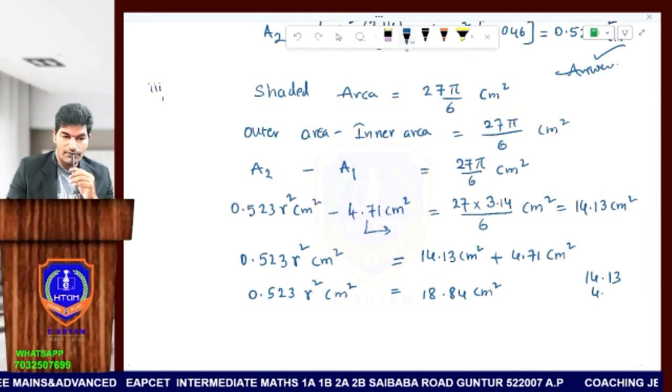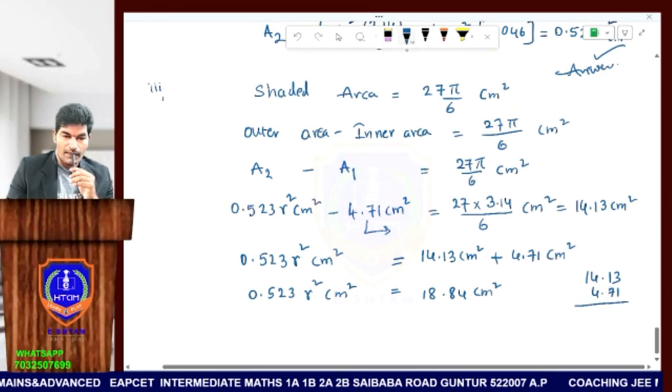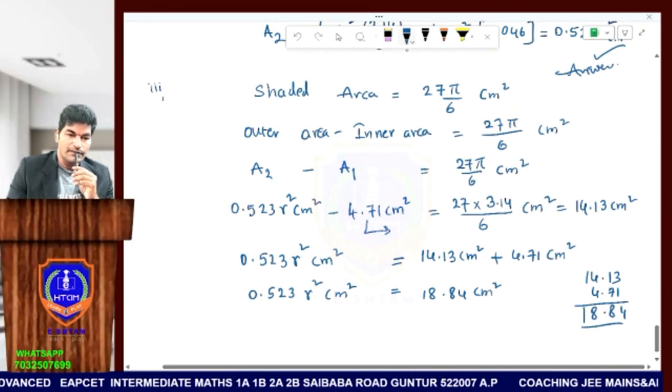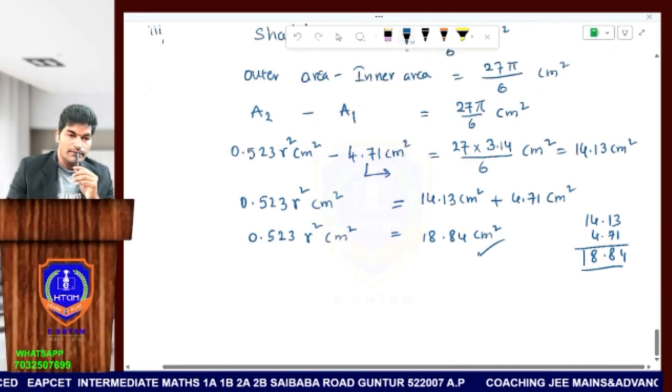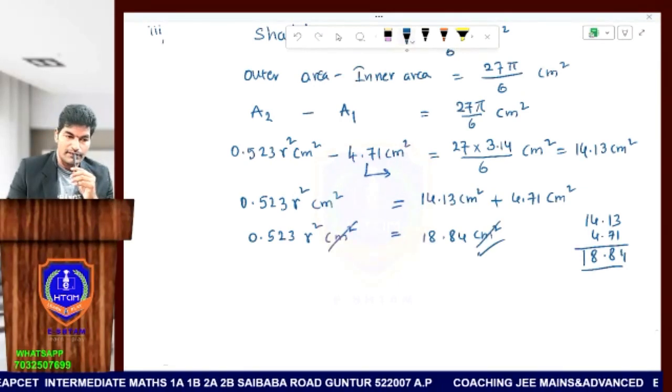14.13 and write down 4.71. 3 plus 1 is 4, 7 plus 1 is 8, 0.44 is 8, and this value. Okay, understood? Now, on both sides, you can cancel the centimeters, the measurements cancel.